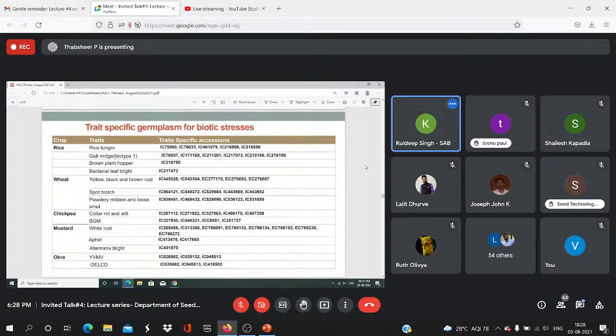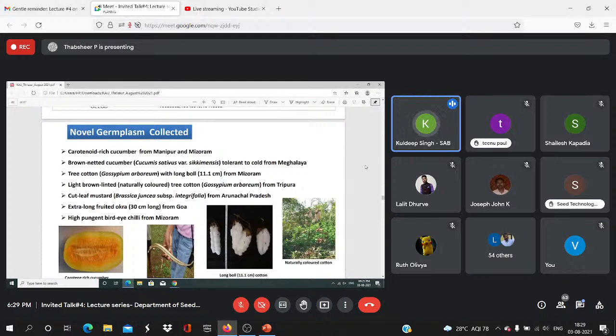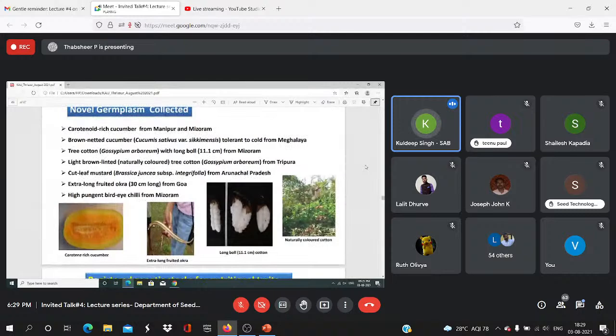Some of the very unique genetic stocks have been identified. For example, the yellow-colored or orange-colored cucumbers, which are high in carotenoids. They may be rich in vitamin A as well, but we are simply saying carotenoids right now. And there's good germplasm available at Chur as well, which has this sort of germplasm. If they are rich in vitamin A, these could be eaten raw, and that can really help us in overcoming our vitamin A deficiency.